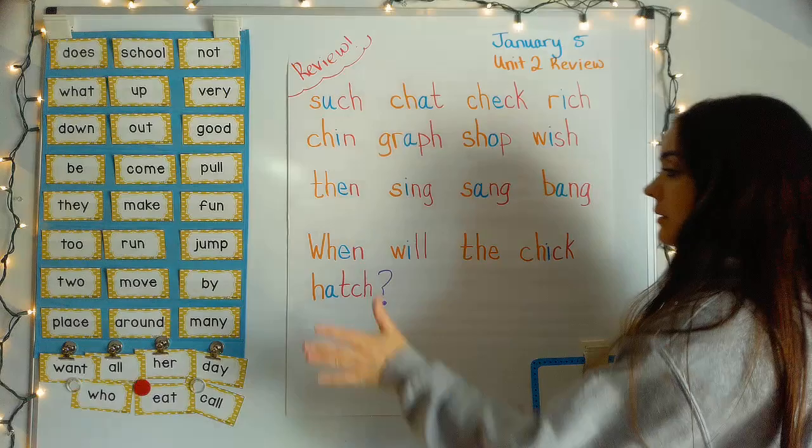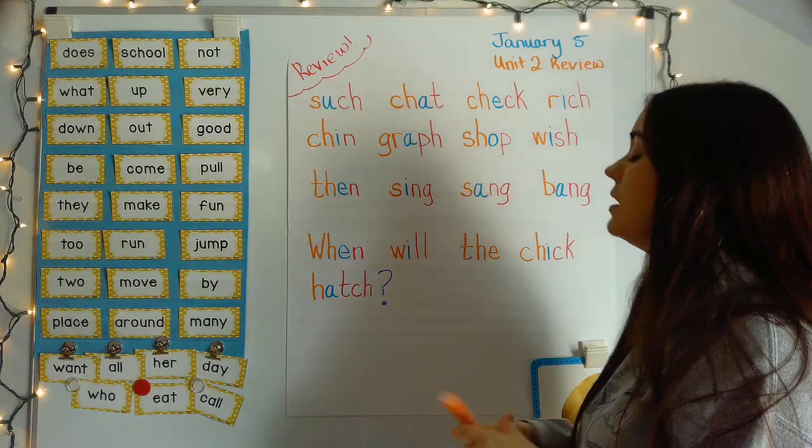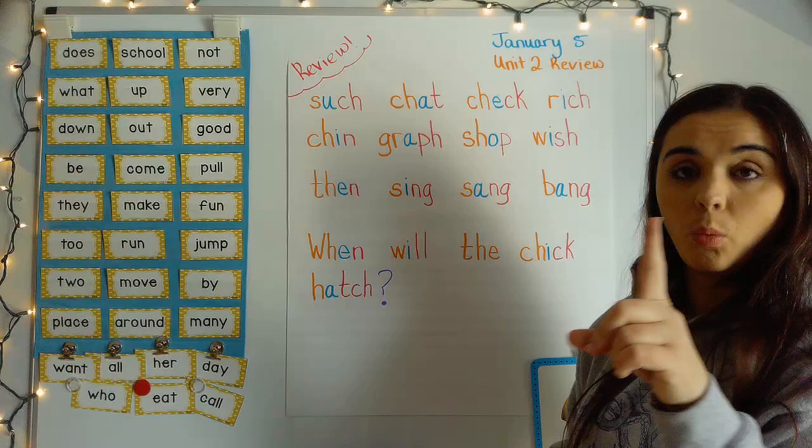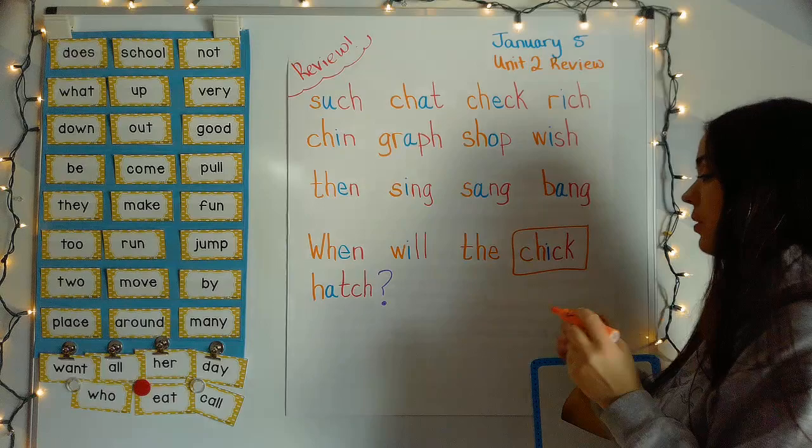Okay, so we know that a noun is a person, a place, or a thing. So in this sentence, when will the chick hatch? We have one noun. That is the chick. The chick is our noun. It's something that you could touch. It's nice and cuddly and furry.